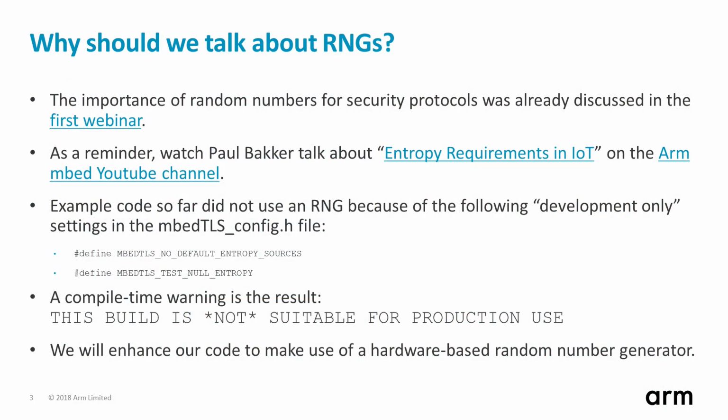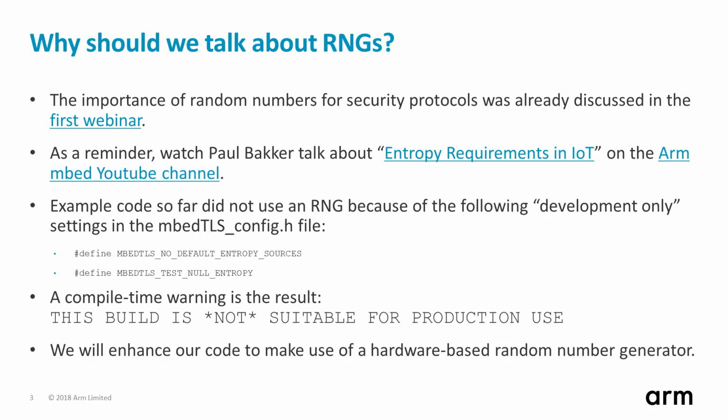So why should we talk about random number generators? In the first two webinars I had shown how to use the Keil MicroVision 5 IDE to configure applications for use with the Mbed TLS middleware. In those two presentations, I had stressed the importance of using a hardware-based random number generator, and I also listed a few examples of where implementation mistakes or wrong design choices can lead to security problems. You can watch a video by Paul Becker about entropy requirements in IoT on the Arm Mbed YouTube channel if you are not familiar with random number generator usage.